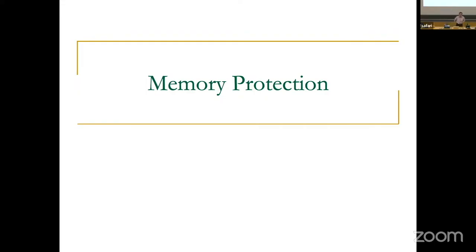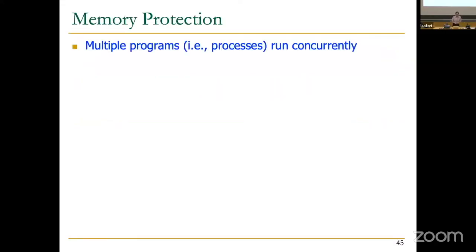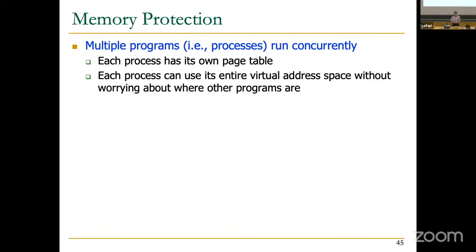Okay, let's talk about the memory protection aspects of virtual memory. And I like this part because I get to talk about RowHammer here also, as you will see. But this is actually interesting because memory protection is necessary, right? Multiple programs or processes run concurrently. Each process has its own page table. Don't ever forget that. Each process can use its entire virtual address space without worrying about where other programs are or what they're accessing. This is beautiful, right?